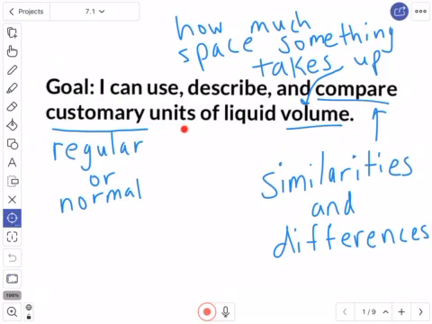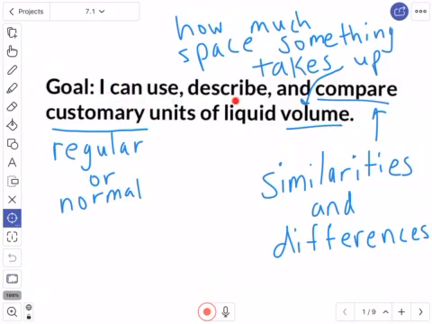So when you think about units, like inches, feet, yards, centimeters, that's a unit. We're going to be using some different kinds of units for this though. And so we're going to be describing them, using them, and also comparing. So that's like similarities and differences. But let's read this one more time here.